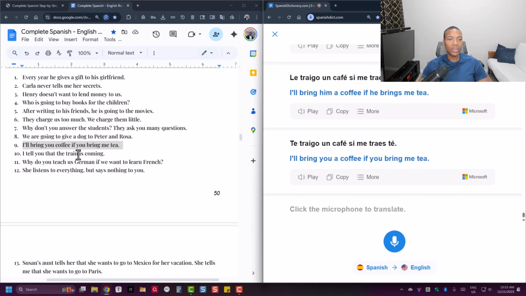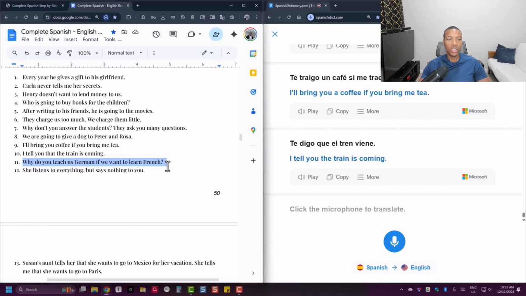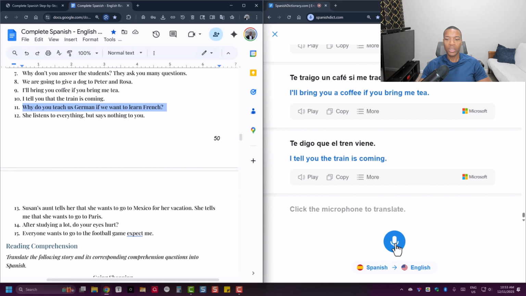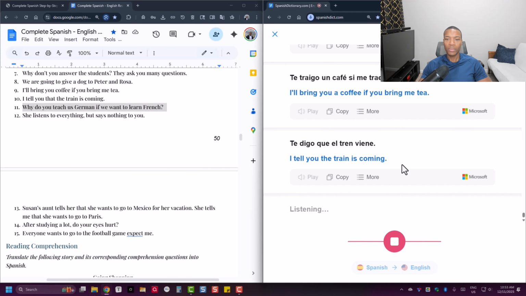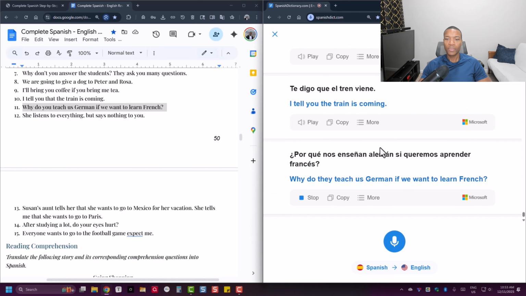I tell you that the train is coming. Te digo que el tren viene. I tell you the train is coming. Why do you teach us German if we want to learn French? Porque nos enseñan alemán si queremos aprender francés. Why do they teach us German if we want to learn French?